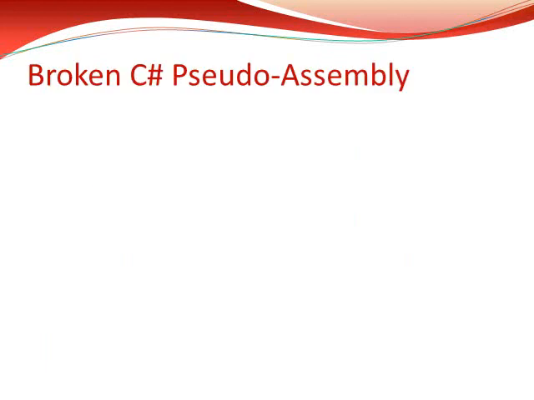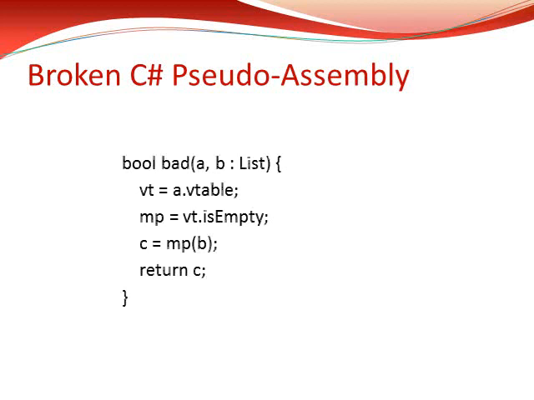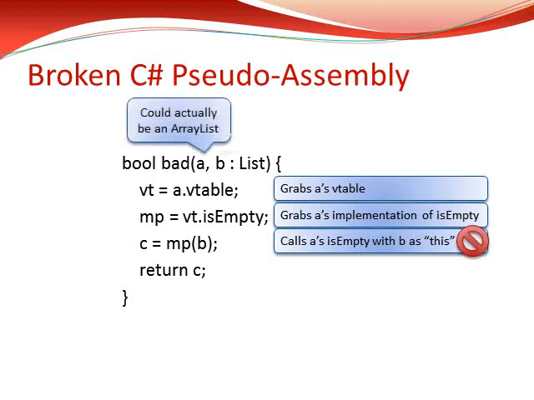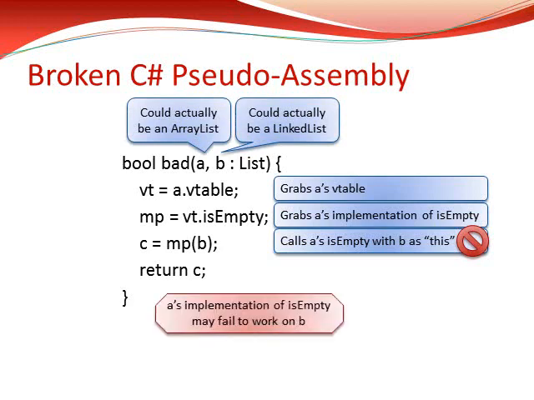Let's start off with some bad pseudo-assembly code for C#. Here's a function which takes two lists A and B. It starts off by grabbing A's vtable, and from that, it grabs A's implementation of the isEmpty method, and then calls A's isEmpty method with B as the this pointer. This seems fine since A and B are both lists, but in fact this is unsound. The reason being that A could be an array list, and B could actually be a linked list. And so A's implementation of isEmpty may fail to work on B.